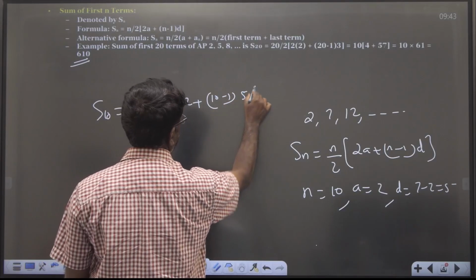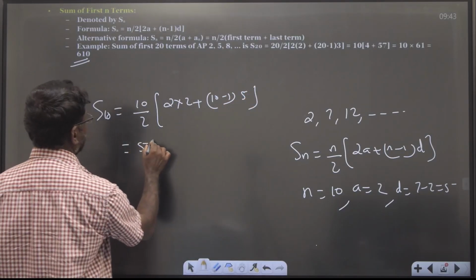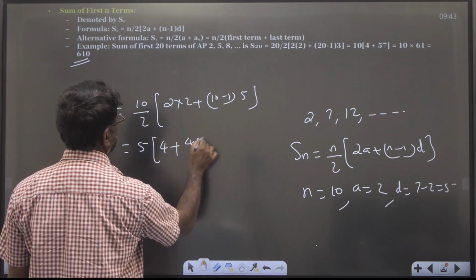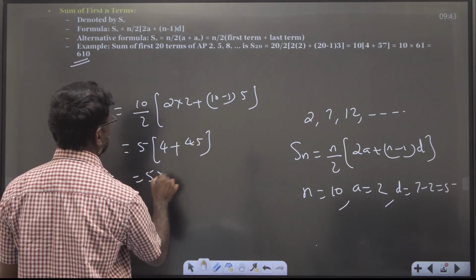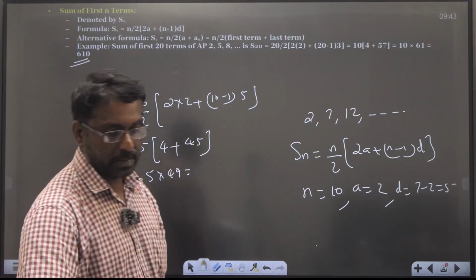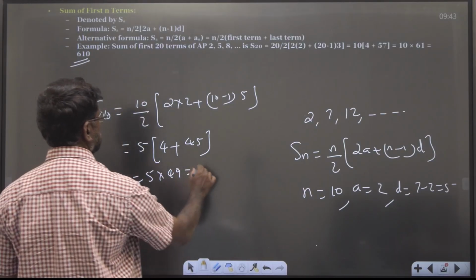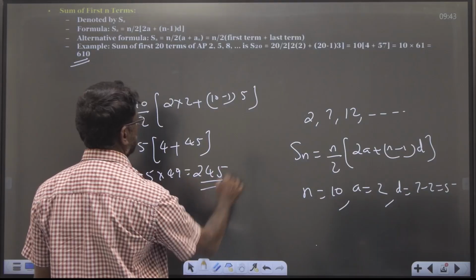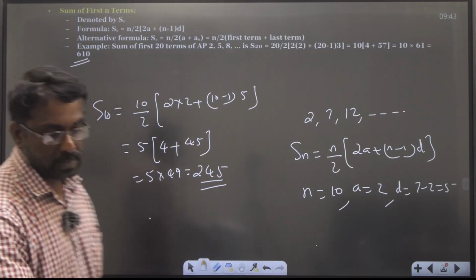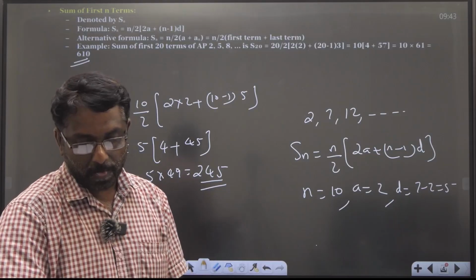That is 5. 10 by 2 is 5, into 2 into 2 is 4, plus 45. That is 5 into 49, and 5 into 49 is 245. 245 is the answer. Okay.